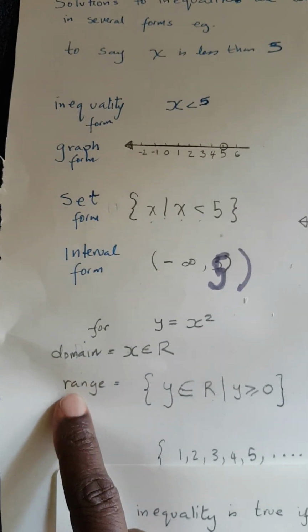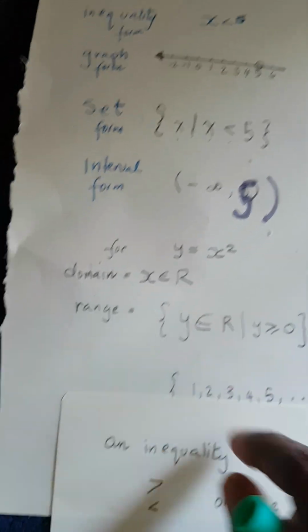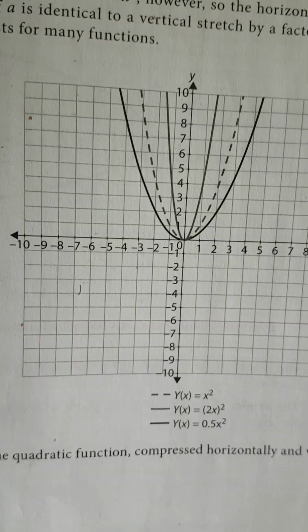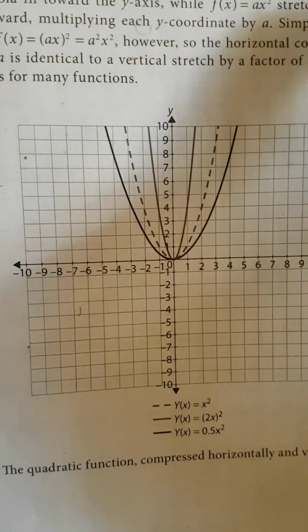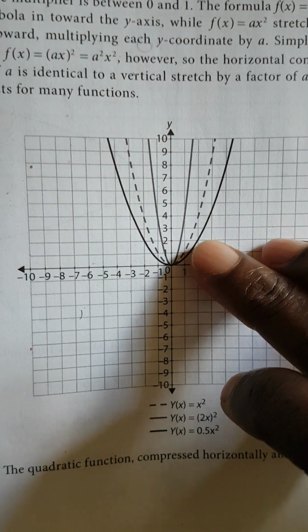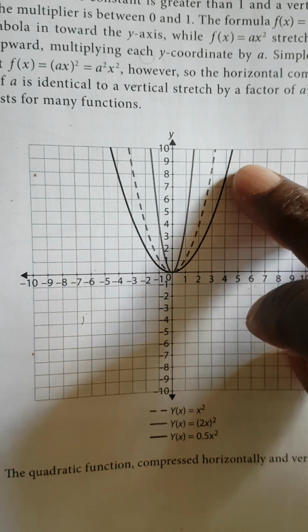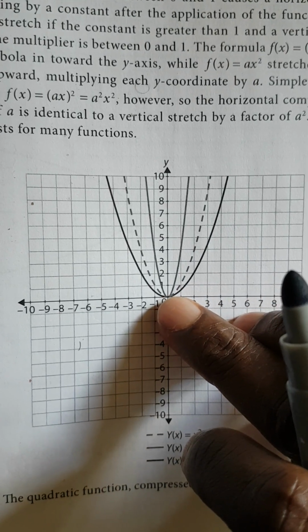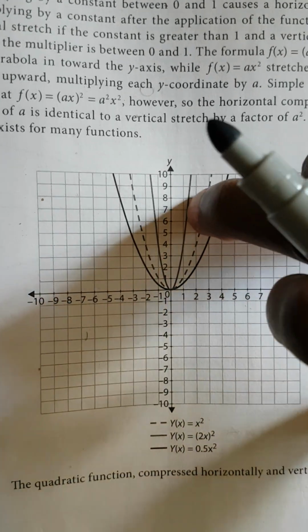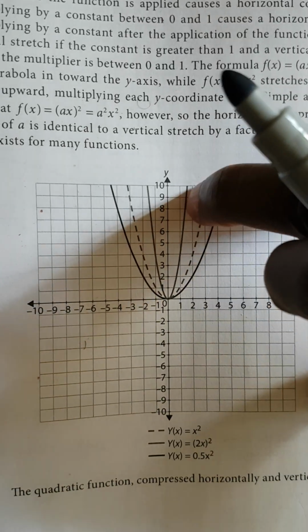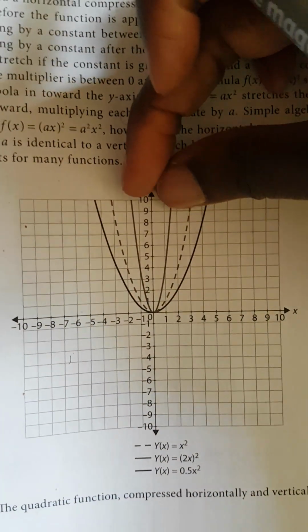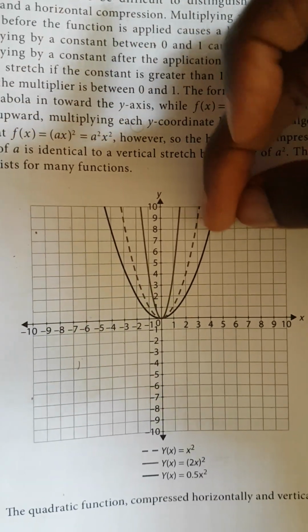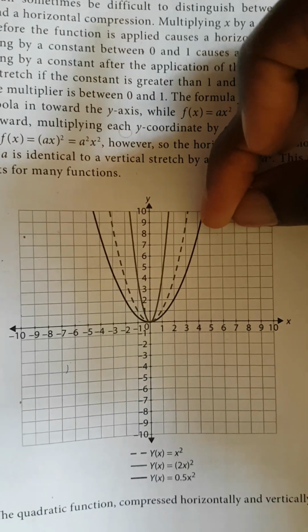And then the range, because we know when you have y equals x squared, here's a family of y equals x squared graphs. Here is y equals x squared. And then this one is y equals 0.5 x squared. And this one in here is y equals 2x squared. That's the narrowest one. It's compressed because it has a coefficient of 2 in front of the x, and this one has a coefficient of 0.5 or a half.